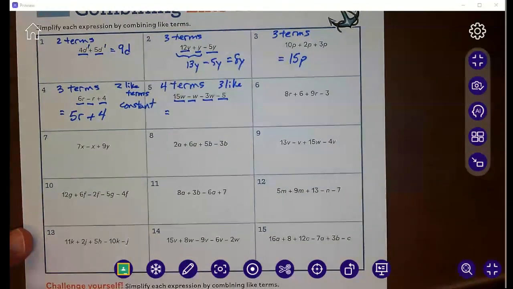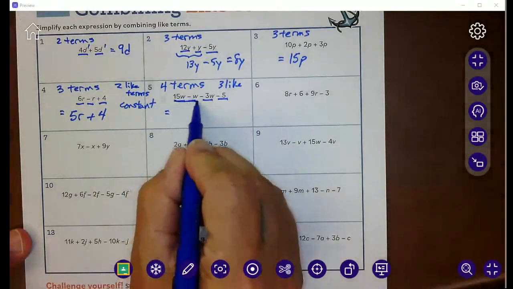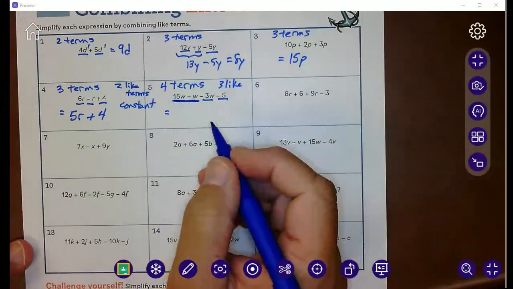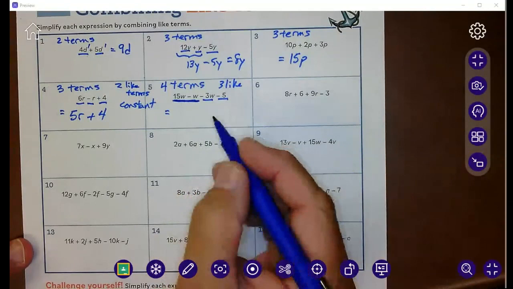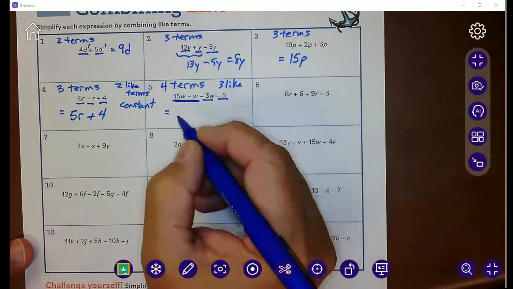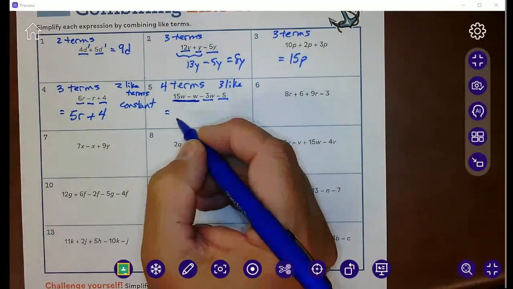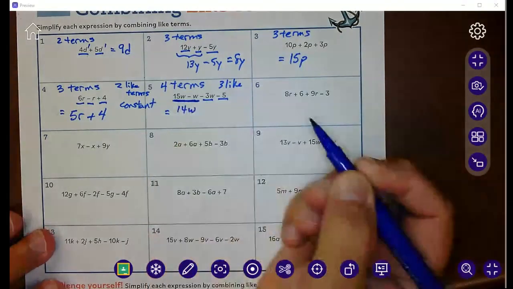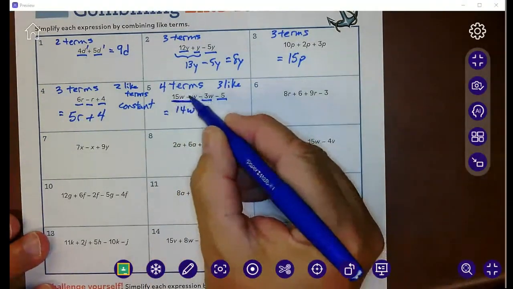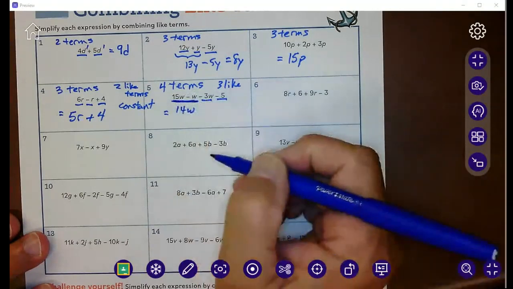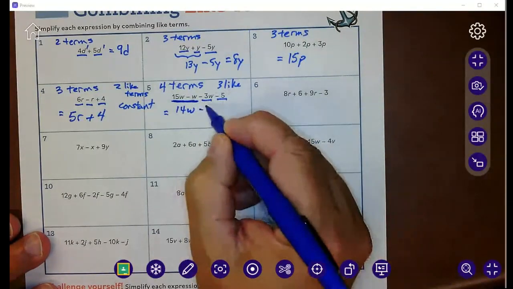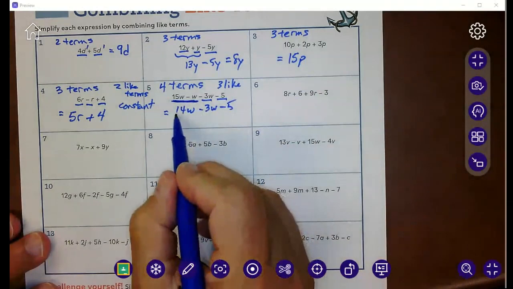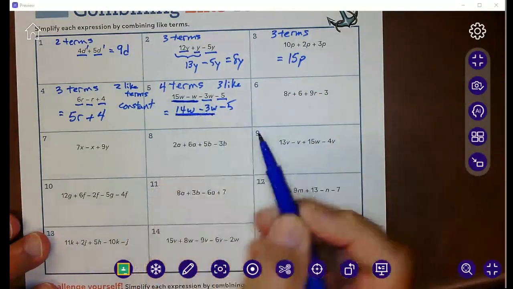Miss Kelly, if I combine these first 2 together, 15W minus W, what will I get? 14W. Very good, 14W. So when we combine 15W and a -1W, those combine to give me 14W. We still have -3W minus 5. And so now we've got to put the 14W and the -3W together.